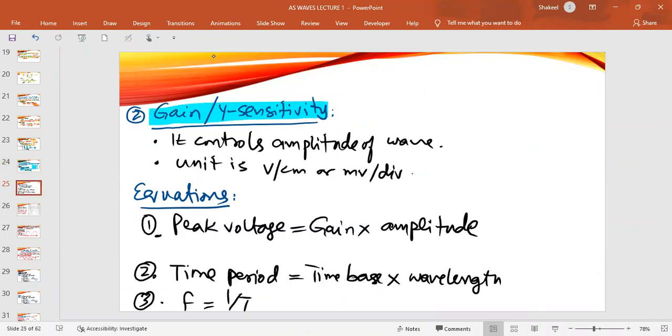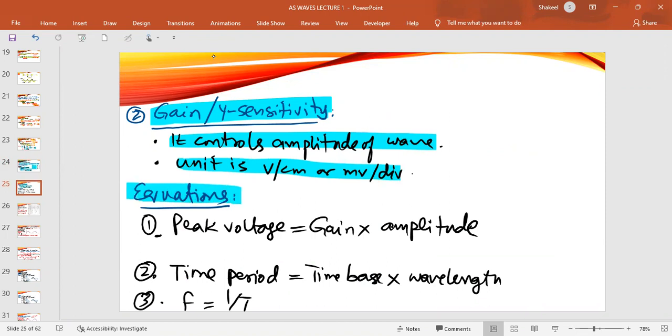So what is gain? The second switch is gain or Y sensitivity. It controls the amplitude of the wave. If you want to increase or decrease the amplitude of the wave, you have to change the settings from the Y sensitivity. Its unit is volt per centimeter or millivolt per division.